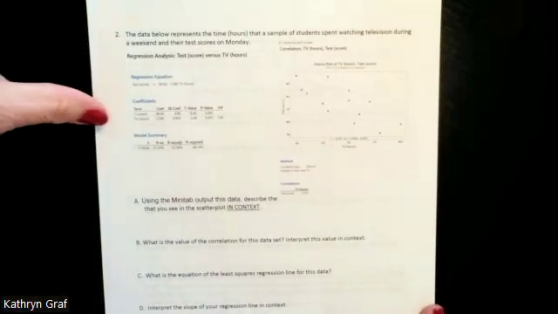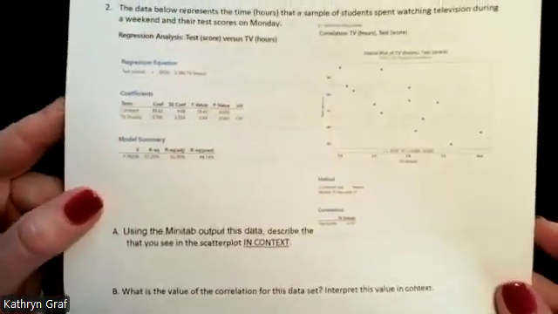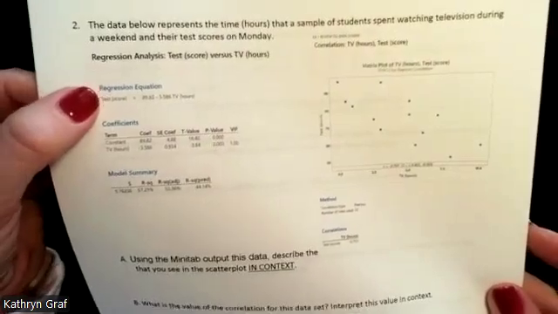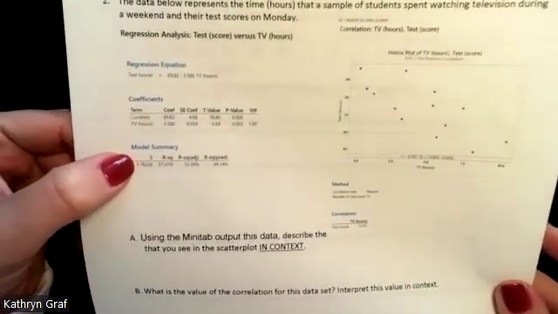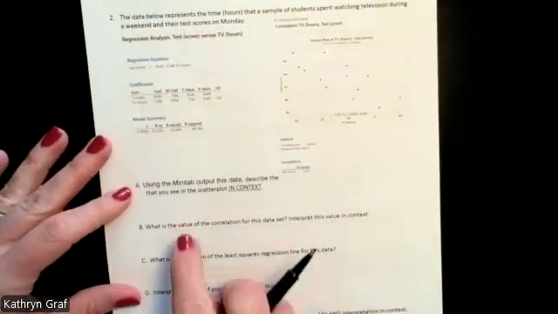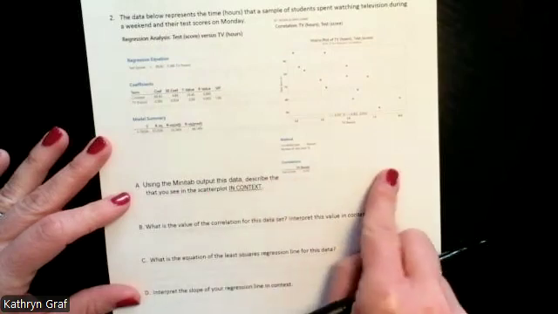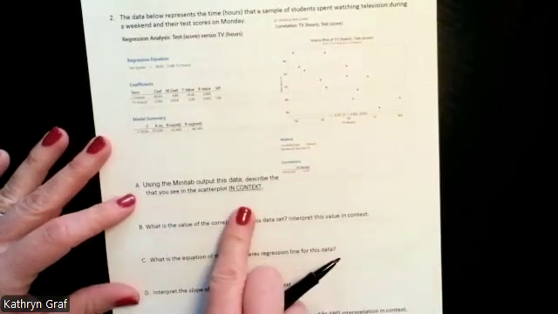Number 2 says that the data below represents the time in hours that a sample of students spent watching television during a weekend and their test scores on Monday. It's really tough to see on the camera. It's not focusing well, but if you have the sheet, you can see I have the Minitab output provided here. Here's my regression output, and over here I have my scatter plot and my correlation. It says, using the Minitab output for this data, describe what you see in the scatter plot.